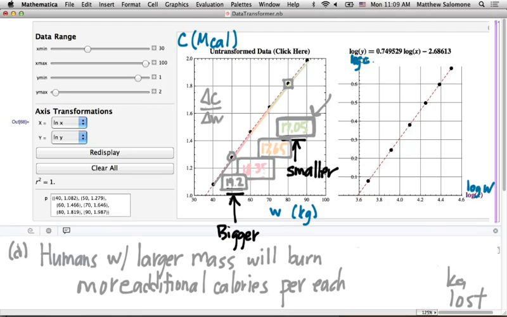By the way, we didn't have to do any fancy interpretation with the log scales or anything, because our axes here were the original axes, W and C. So we didn't have to do the sleight of hand that you did on the quiz.